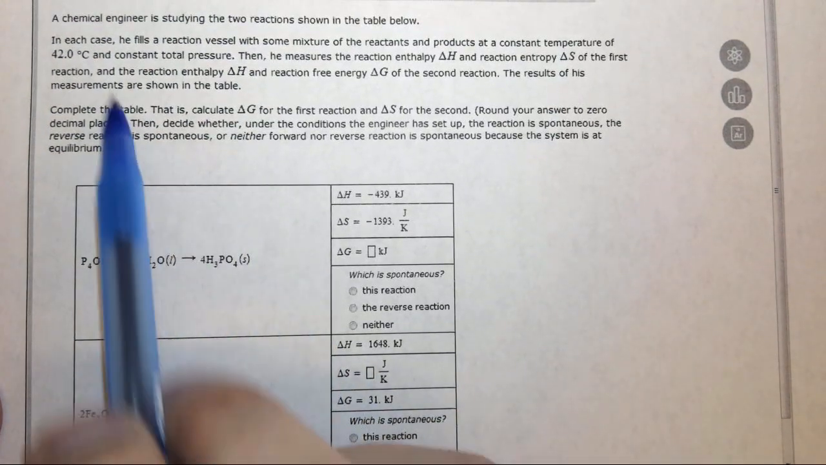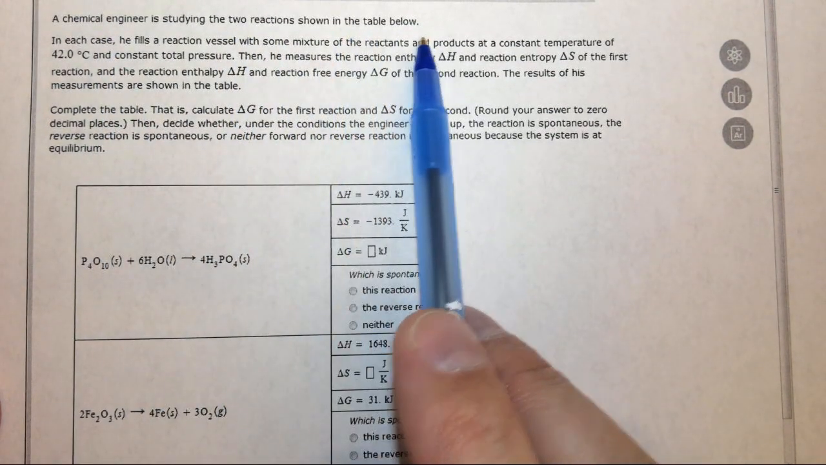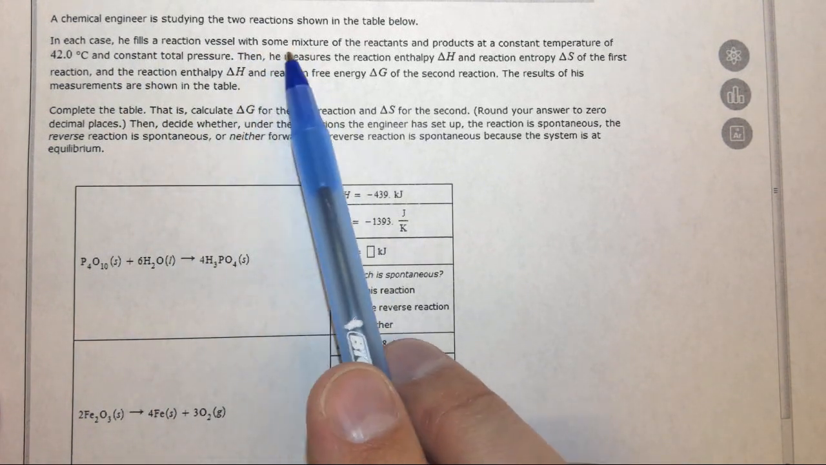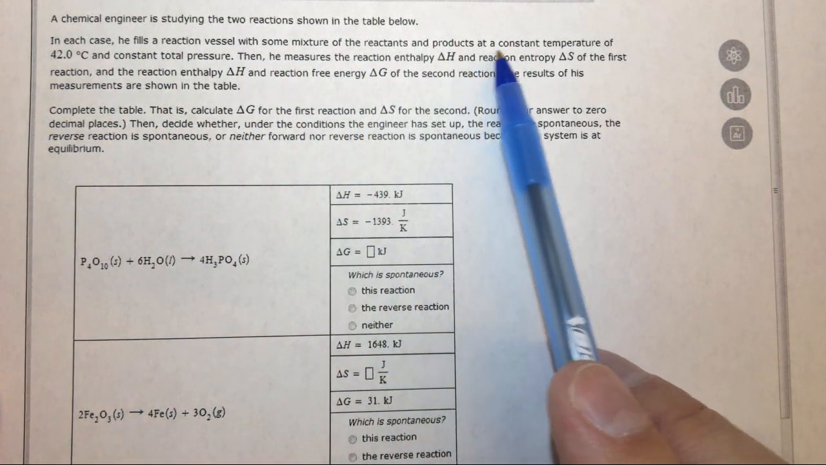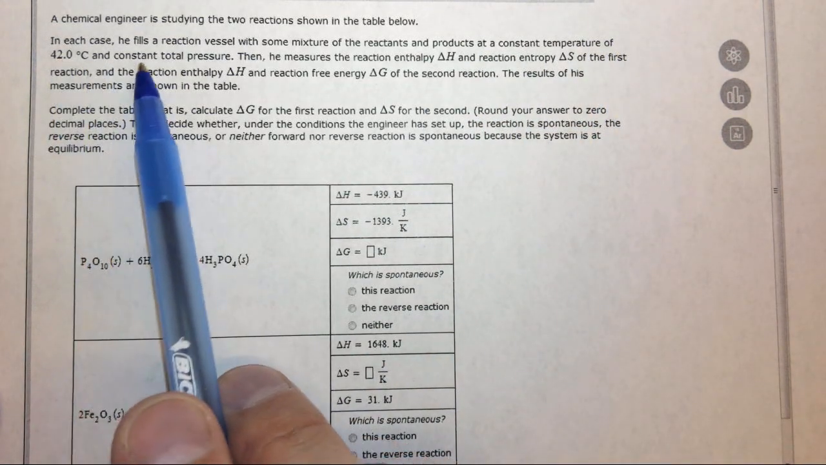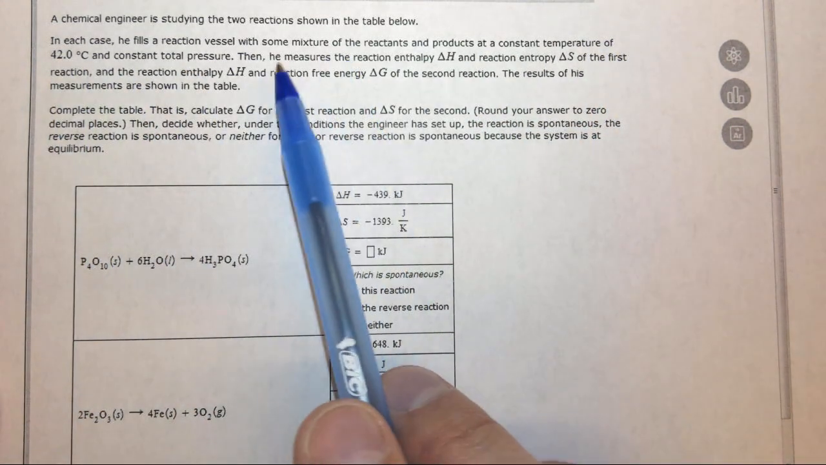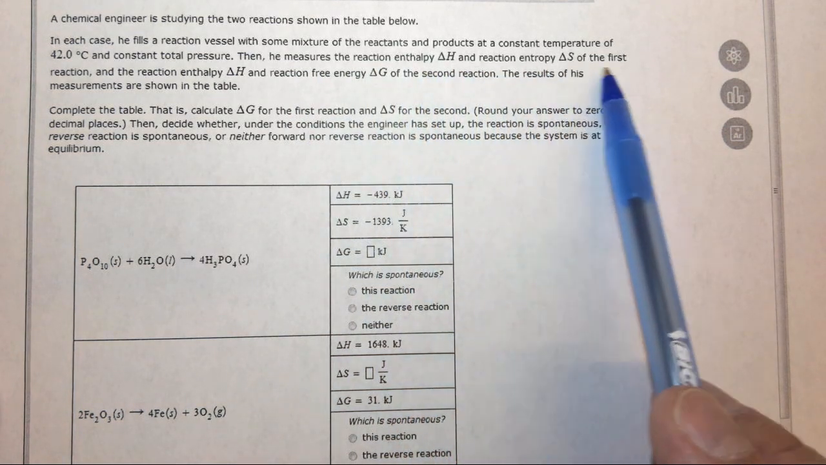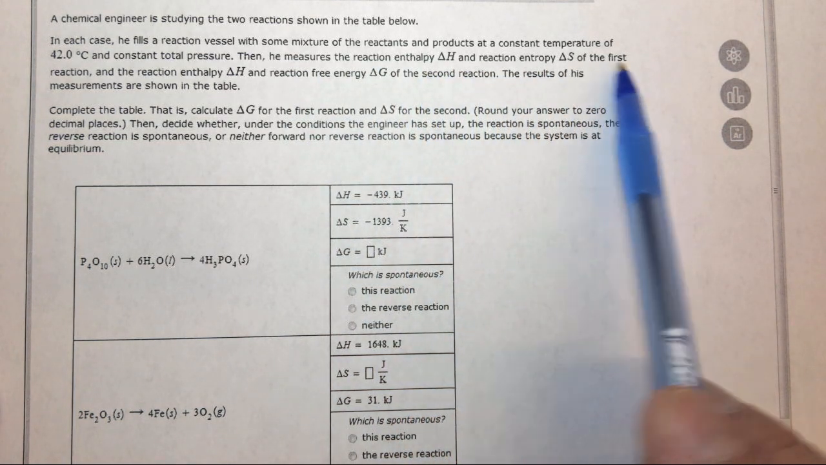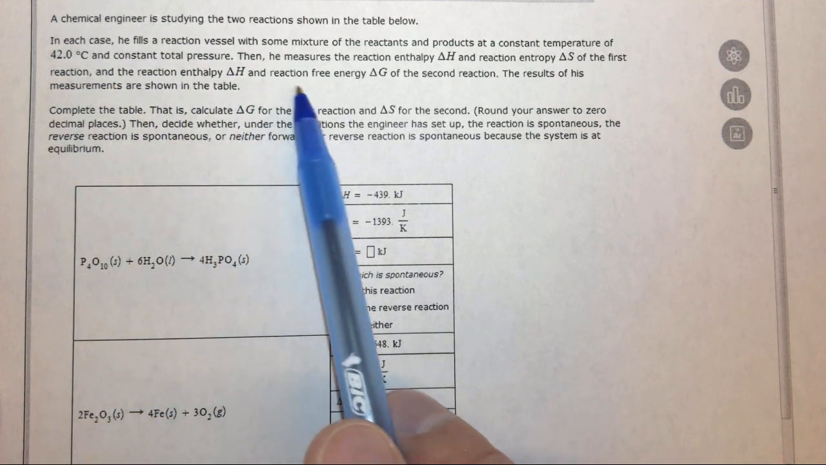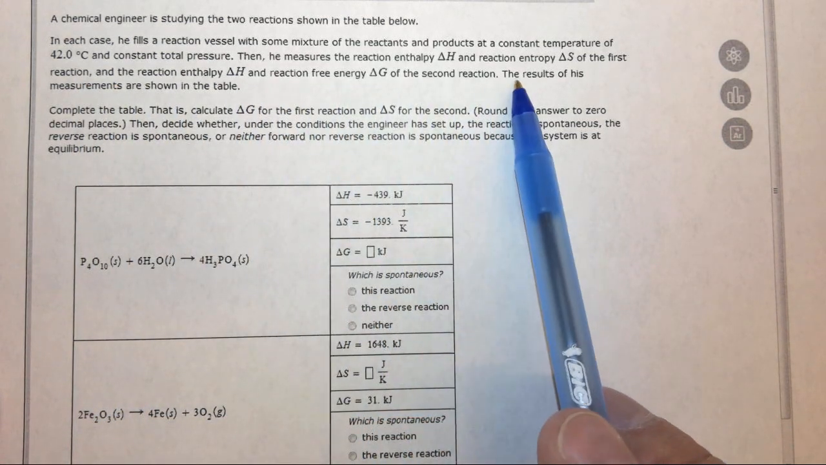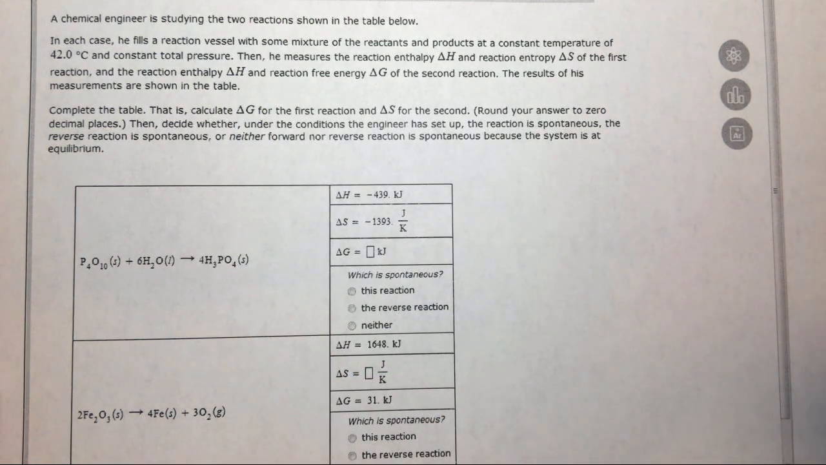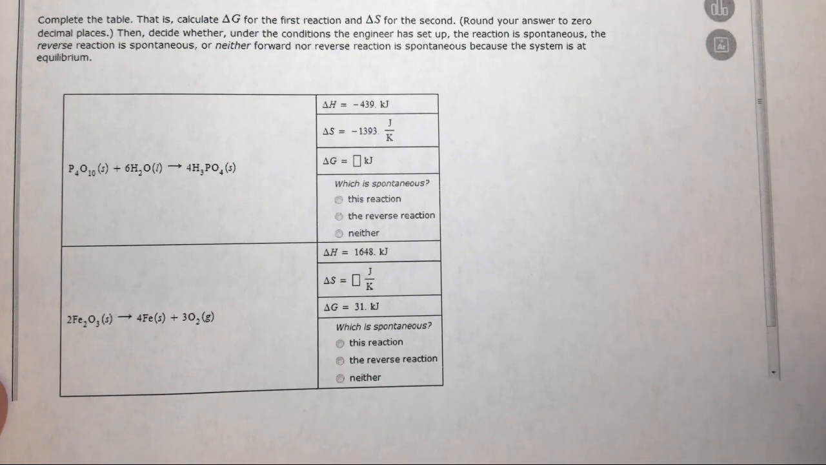This question says, a chemical engineer is studying two reactions shown in the table below. In each case, he fills a reaction vessel with some mixture of the reactants and products at a constant temperature of 42 degrees C and a constant total pressure. Then he measures the reaction enthalpy and reaction entropy of the first reaction and the reaction enthalpy and reaction free energy of the second reaction. The results of the measurements are shown in the table below. So that's what we have here in these two tables.